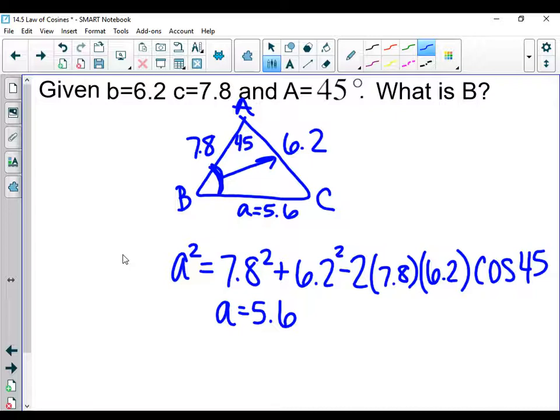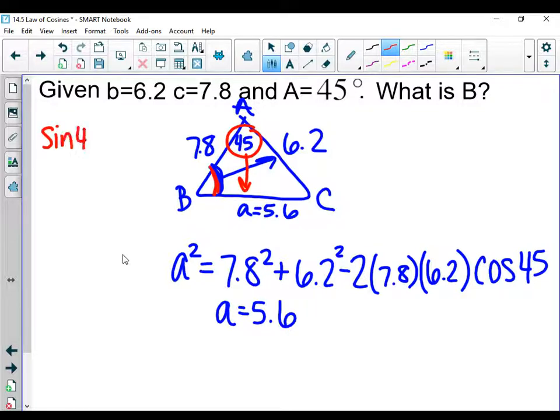So since I was now able to find the side that I'm looking at, now I can really look at it and say, well, hey, now I have an angle and its opposite side. I can do law of sines to figure out what my angle B is. So I'm going to do exactly that.